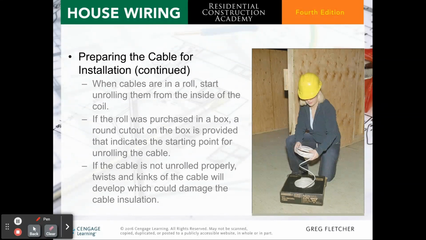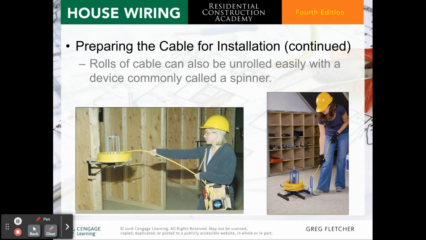If the cable is not unrolled properly, twists and kinks of the cable will develop, which could damage the cable insulation. Rolls of cable can also be unrolled easily with a device commonly called a spinner. You can see we have these in E-Lab. We do not have them in BTM.